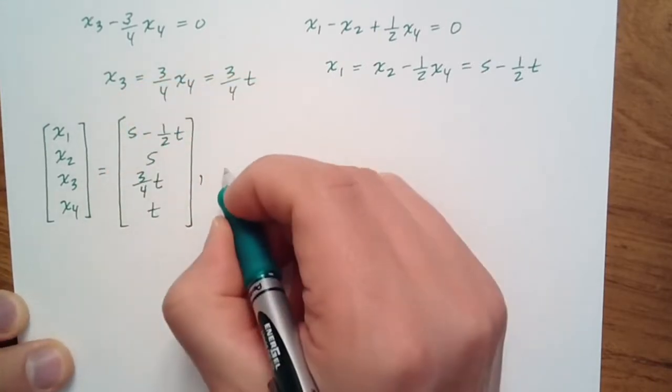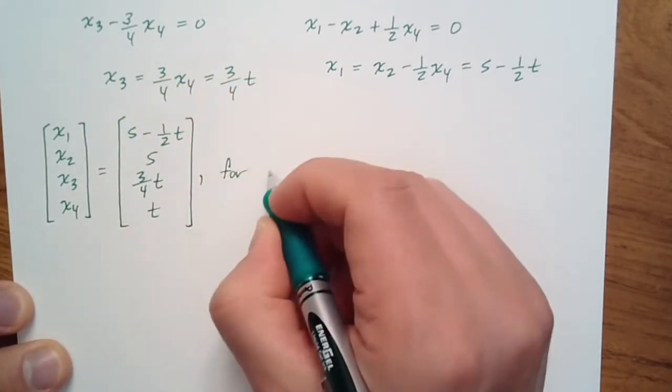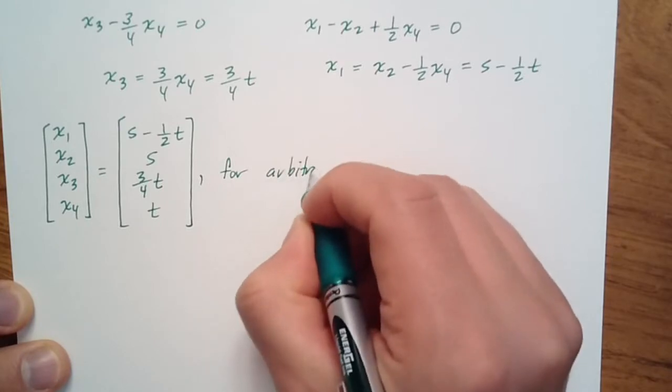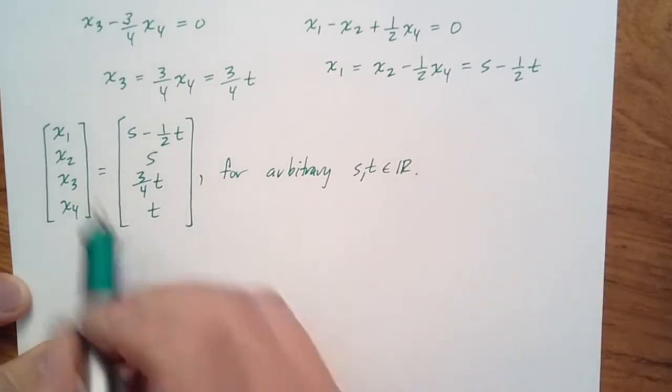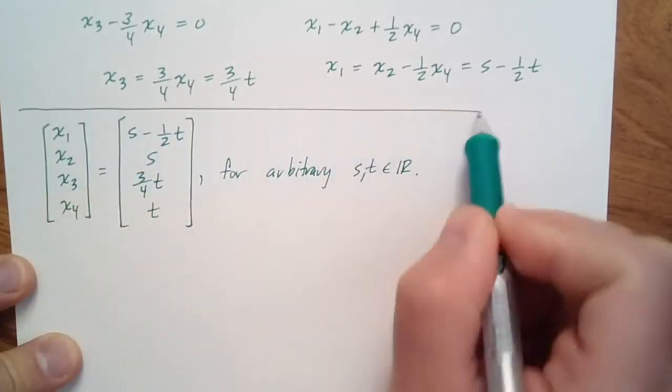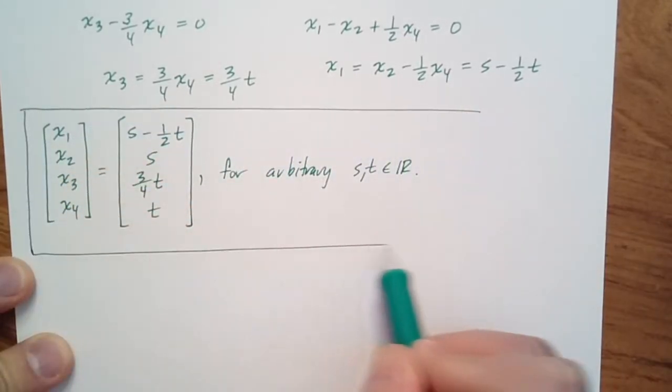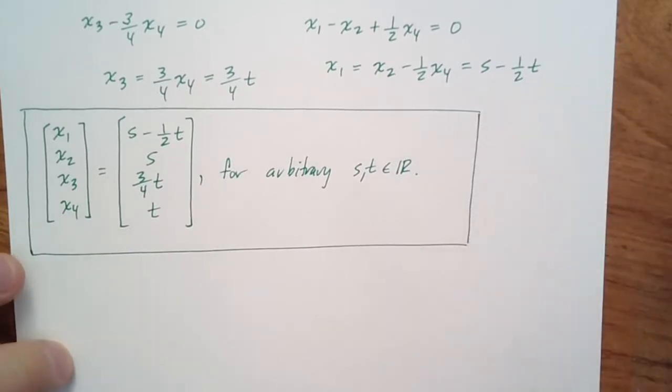And then as a reminder, for arbitrary s and t. So that is our general solution now. And we will make a couple comments about that now.